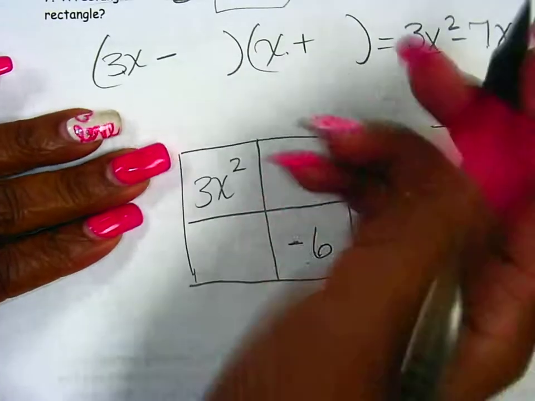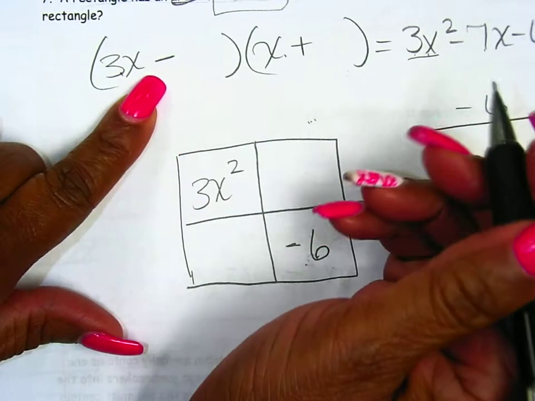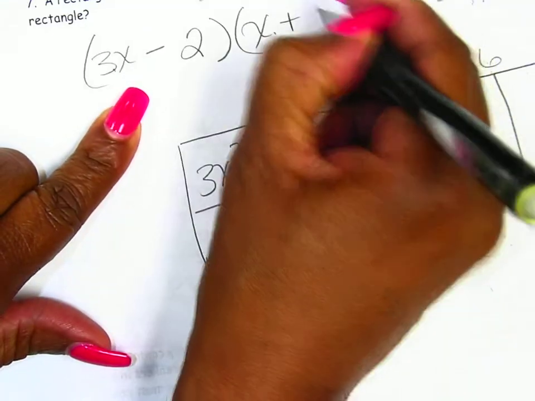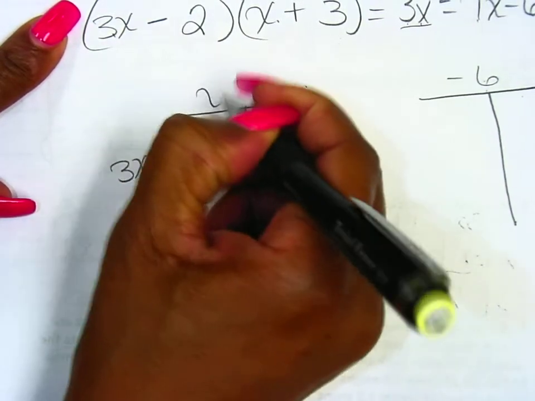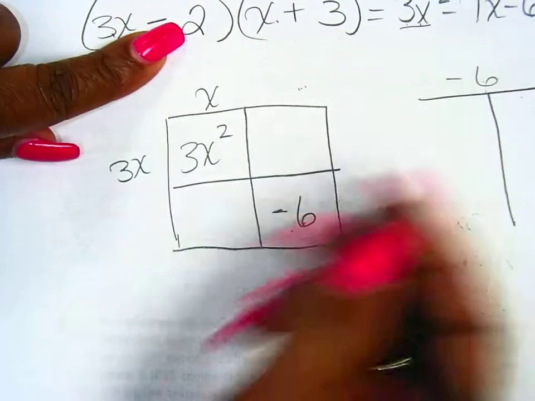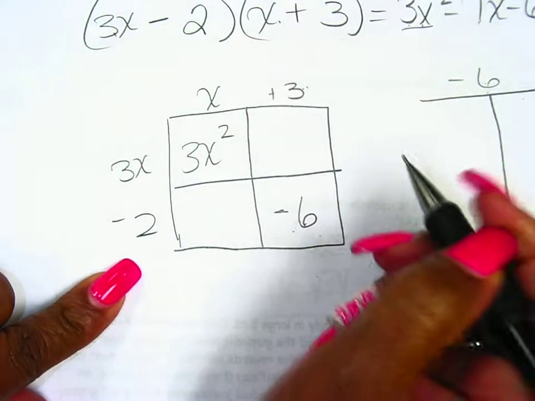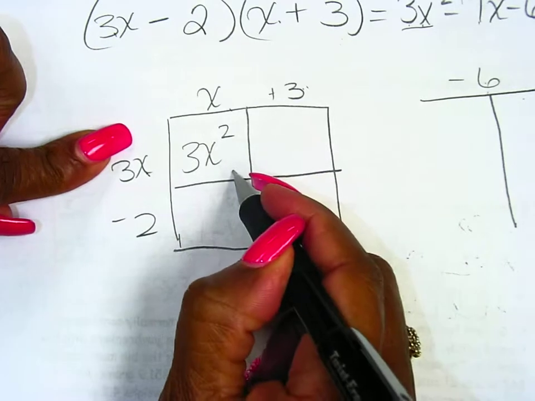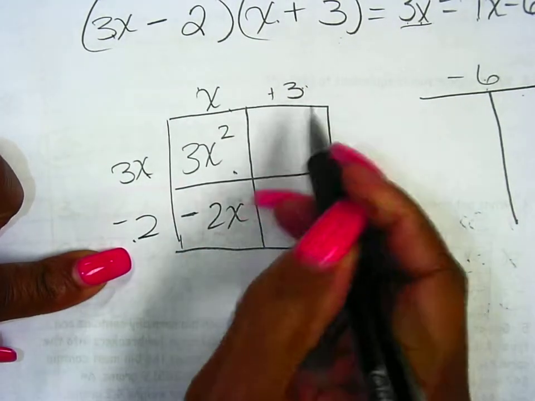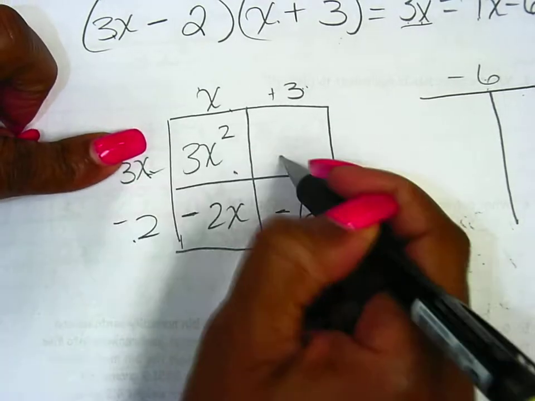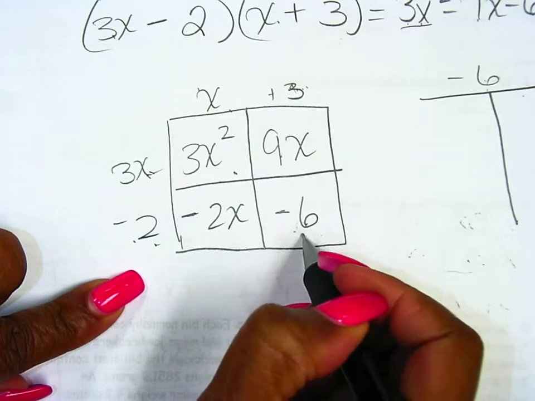So I would say, okay, how about a 2 and a 3? Keep it simple. I'm going to put a 2 here and a 3 here and multiply it out. 3x times x is 3x squared. Negative 2 times x is negative 2x. 3x times 3 is 9x. Negative 2 times 3 is negative 6.